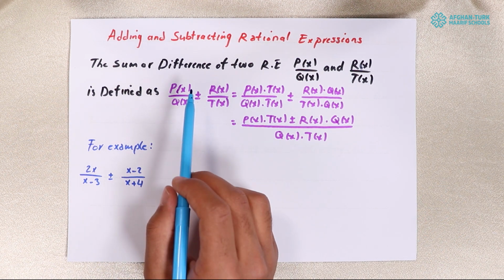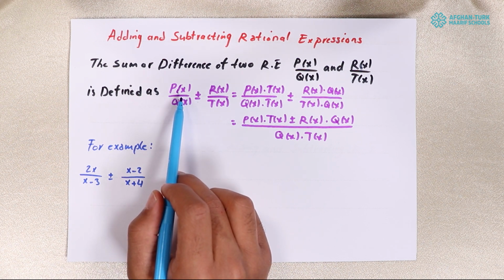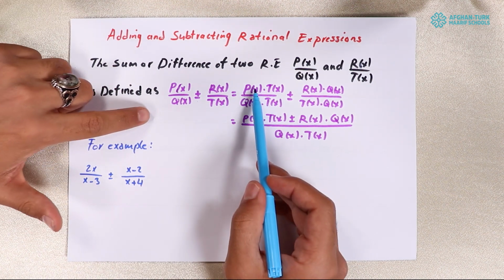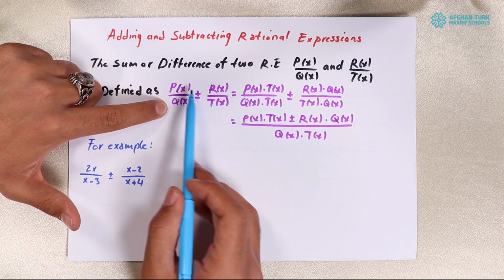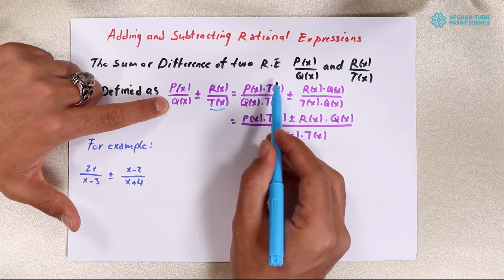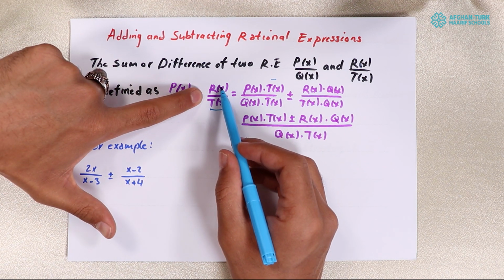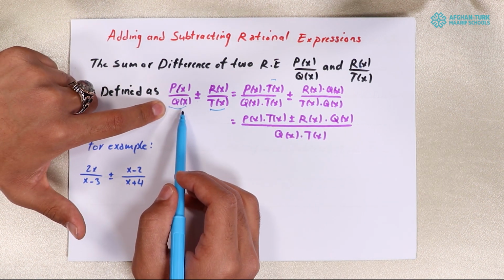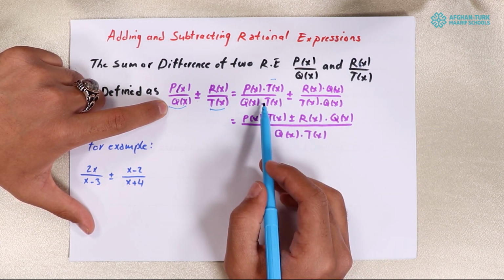This is the first solution: you multiply the numerator and denominator of the first fraction by the denominator of the second fraction. p of x over q of x times t of x. Both numerator and denominator of the first fraction with the what? The denominator of the second fraction, plus or minus the second fraction r of x over t of x. You are going to multiply them by the denominator of the first fraction. Why? Because we are going to make the denominators the same.